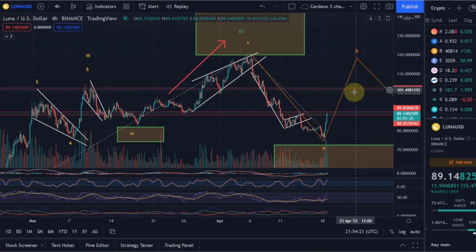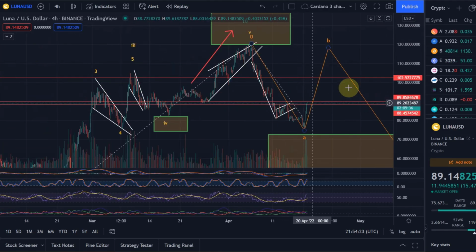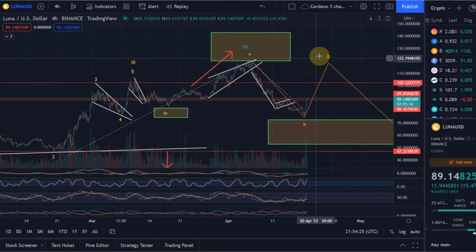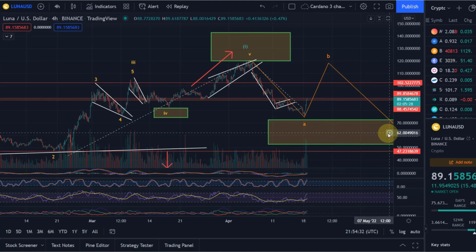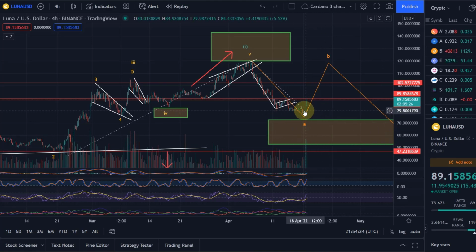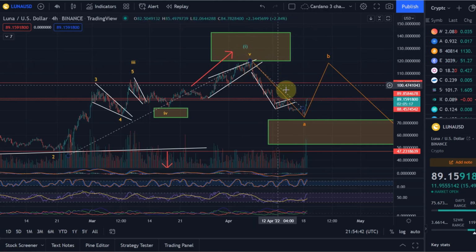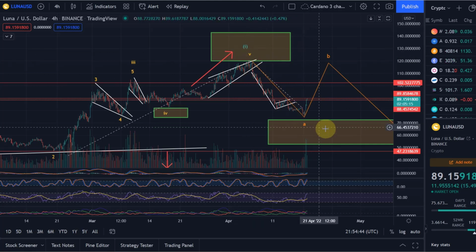Okay, and that is my view here on Terra Luna. Overall, I would still expect the Terra Luna price to reach down here, that area. That's my view. But as I said, there is a potential that this is already the turnaround, because even though we haven't seen the wave B, there is of course always a potential we have seen it, this retracement, the 50% FIB retracement level.